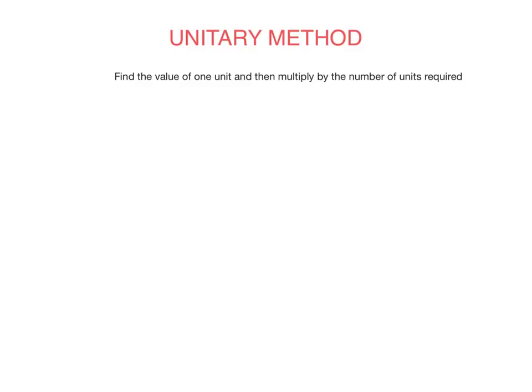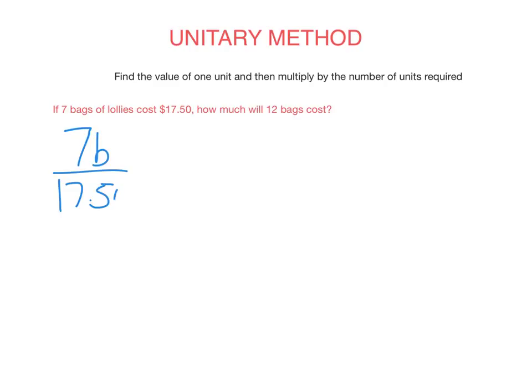So let's go ahead and look at an example. If 7 bags of lollies cost $17.50, how much will 12 bags cost? Now, not to confuse you, but I want to first do it without the unitary method to show you what you could do. You could do what we did in the previous video. So you could say 7 bags of lollies is $17.50, and you want to know how much 12 bags will cost.